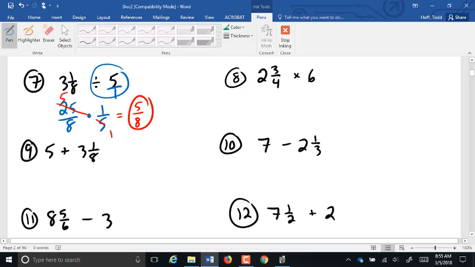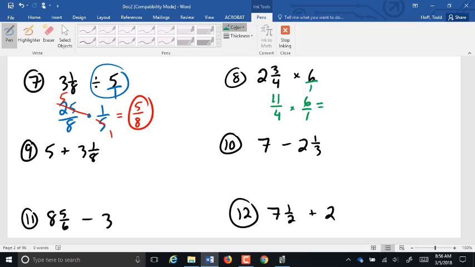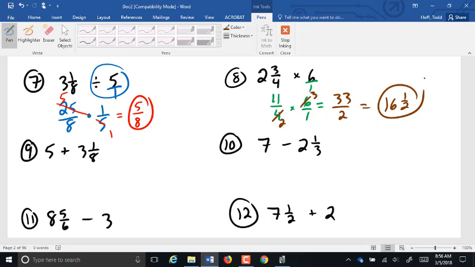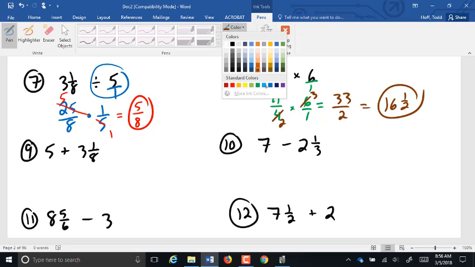All right, number 2. I make that 6 over 1. 2 times 4 is 8 plus 3 is 11/4 times 6 over 1. Well, 11 times 6 is 66. Actually, before I do that, let's do some cross canceling. And divide the 4 and 6 by 2 to give me 2 and 3. So 11 times 3 is 33. 2 times 1 is 2, which reduces to 16 1/2. Any questions on that one? Anybody have both of them right so far? That's just reducing is all. So same thing.